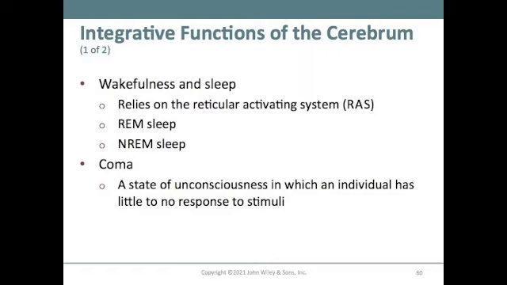During REM sleep, the eyes move rapidly back and forth under closed eyelids. REM sleep is also known as paradoxical sleep because EEG readings taken during this time show high-frequency, small amplitude waves, which are similar to those of a person who is awake.